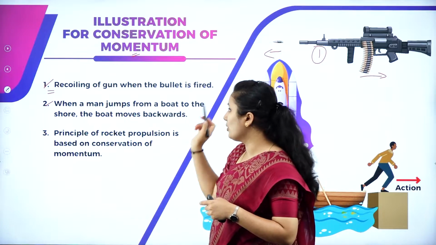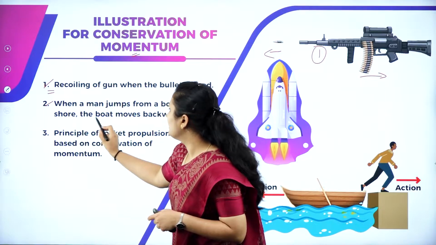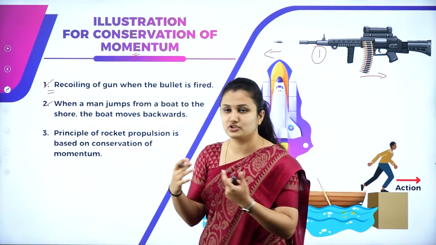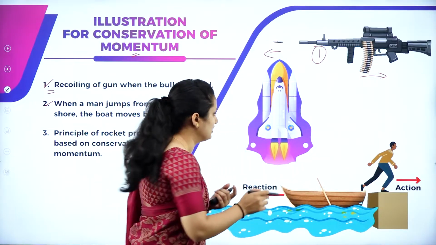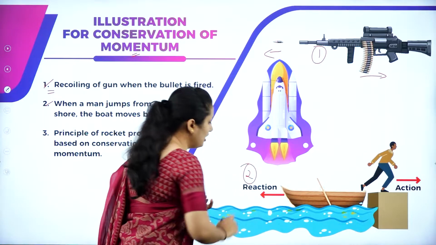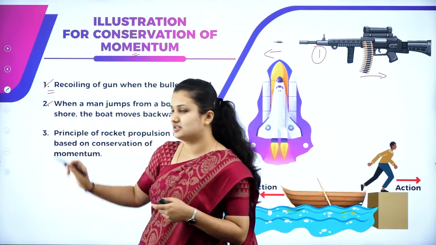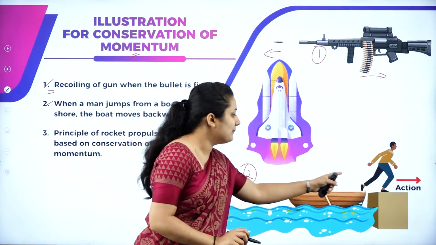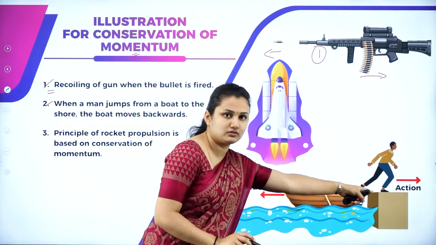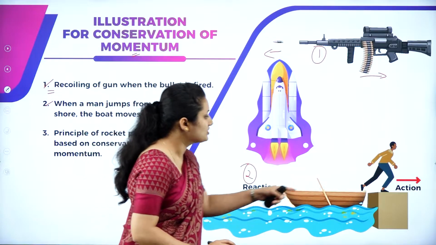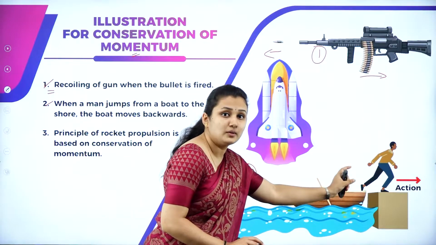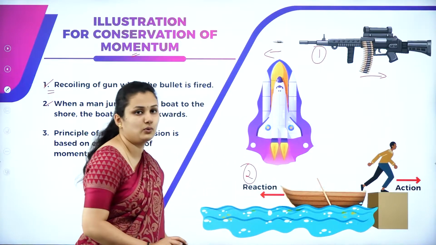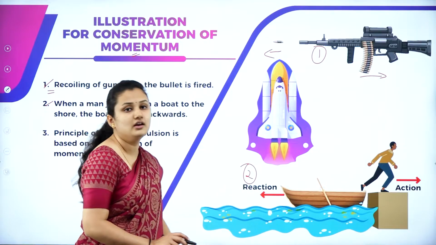When a man jumps from a boat to the shore, the boat moves backward. When a boy or a man jumps from the boat to the shore, the boat moves backward. This image gives a picture of the second point. You can see a man jumping from the boat to the shore. So what happens? The boat gains equal and opposite momentum and moves backward. This is the reaction.